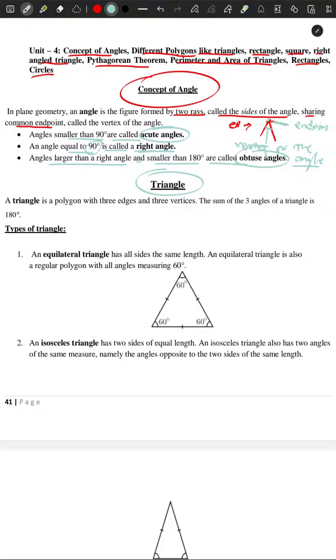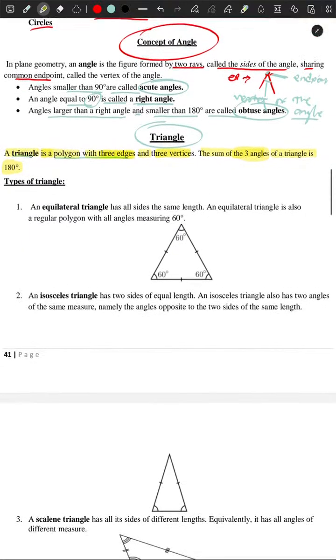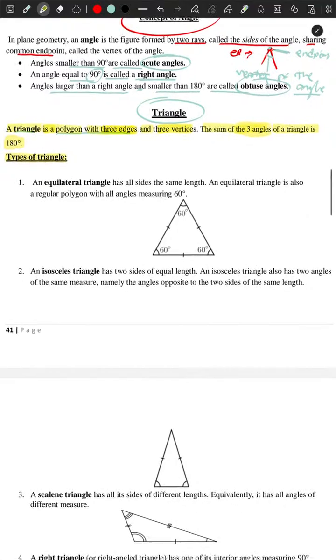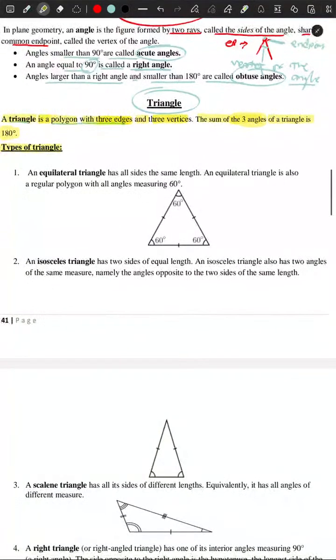A triangle is a polygon with three edges and three vertices. The sum of three angles of a triangle is 180 degrees. Types of triangle: there are different types of triangles, such as the equilateral triangle.